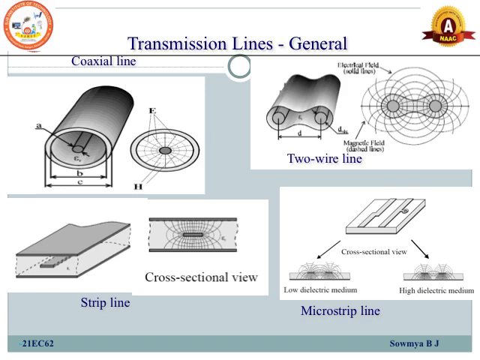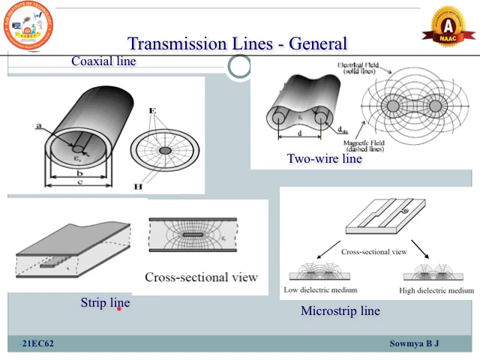Let us have an understanding with respect to the types of transmission lines. The first one represents the coaxial transmission line. In this coaxial transmission line, there will be two conductors, one the inner conductor and the other the outer conductor, separated by a dielectric substance. Next is the two-wire transmission line. As you can see, there are two wires here.